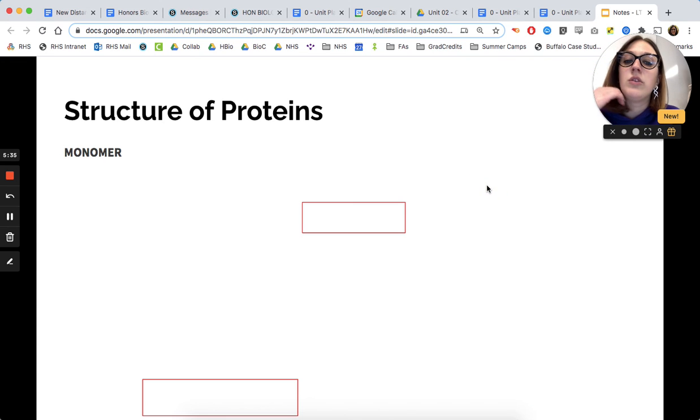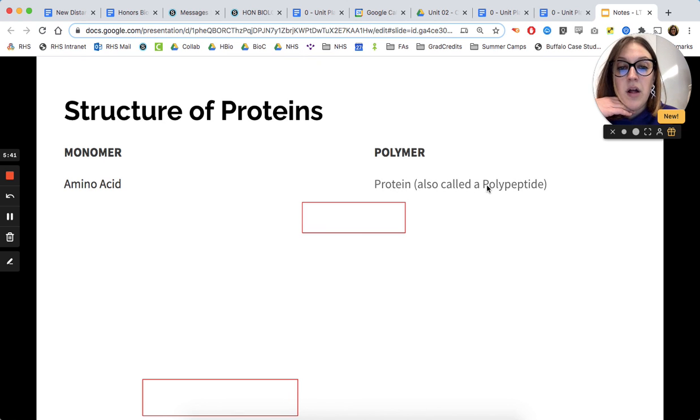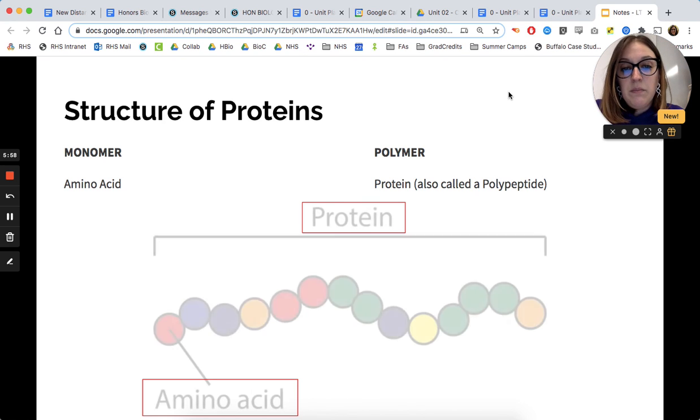The structure of proteins. The monomer, or small building block of a protein, is called an amino acid. The polymer form is the protein, so the polymer is the name of the group of molecules. Sometimes you will hear someone call proteins a polypeptide, and that refers to the types of bonds found inside of a protein, but we will call them proteins.